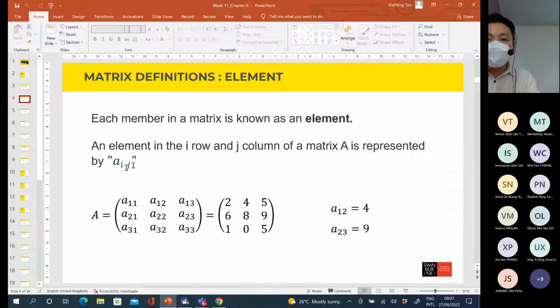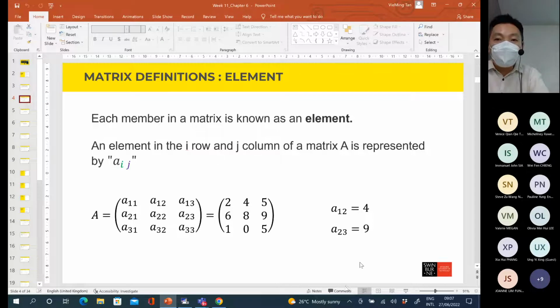Maybe we can pick up one number again. Let's say number 4. Number 4 is at the location of first row and second column, right? So we can name this 4 as A12. 1 means this number is located in row number 1, and 2 means this number is located at column number 2, the second column.